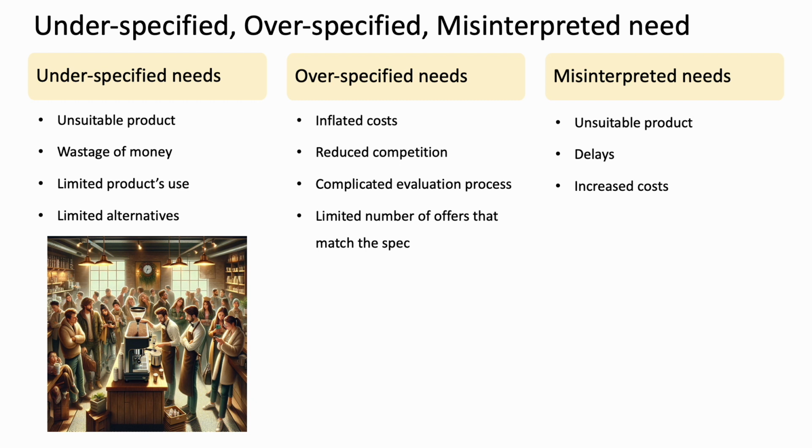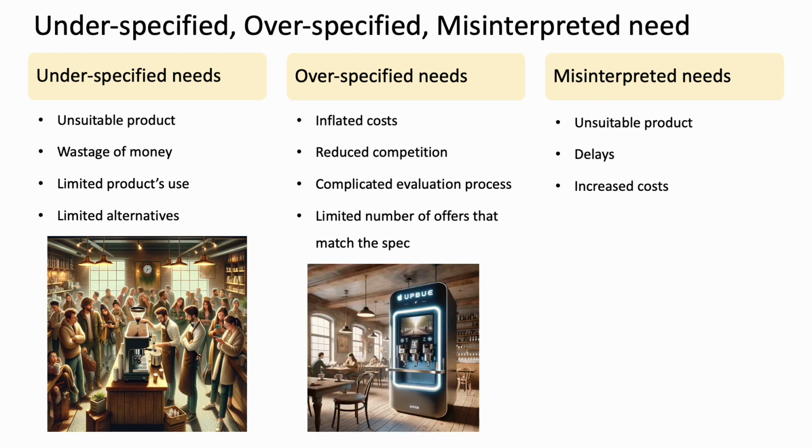In case of an overspecified need, you request unnecessary features like a digital display for customer selfies. As a result, extra features inflate the price. Few suppliers can meet your detailed specs.